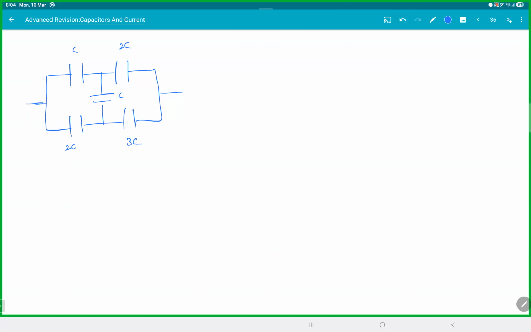And you will find a lot of other techniques, like star, delta, and all that stuff. I don't like that. But if you are comfortable with that, you can use it. I just stick to two techniques: Kirchhoff's junction law and Kirchhoff's loop law.